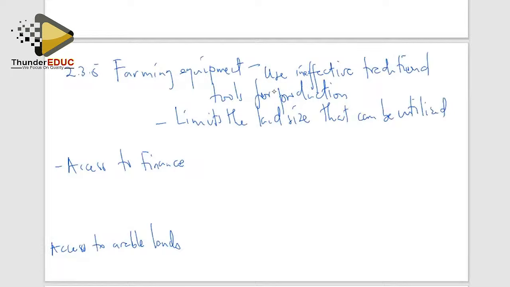If we don't have farm equipment, it means we can also be limited in our ability to do farming on a larger piece of land. We end up resorting to subsistence, just farming on a small piece of land, because we need equipment to do farming on a bigger landscape. Access to finance.